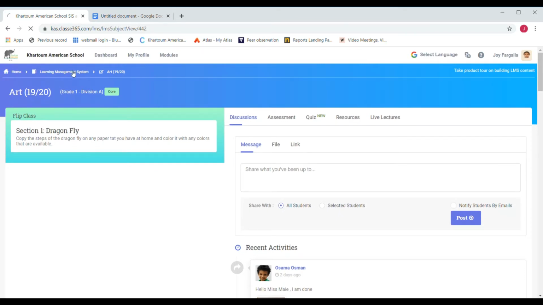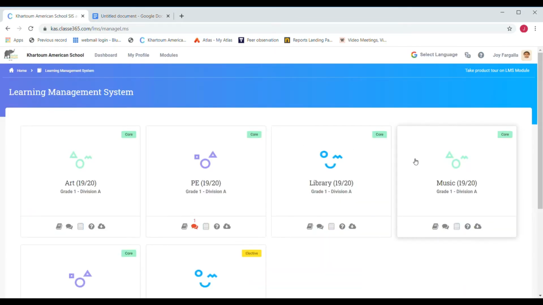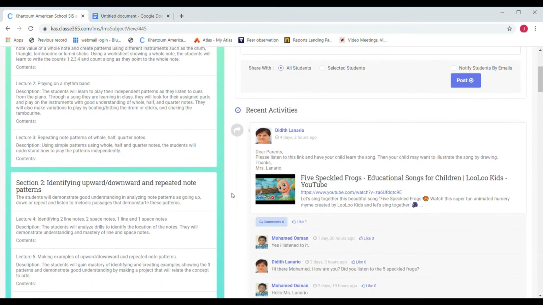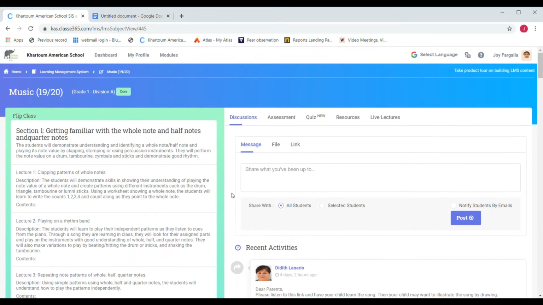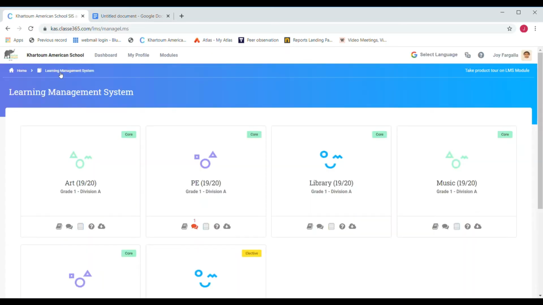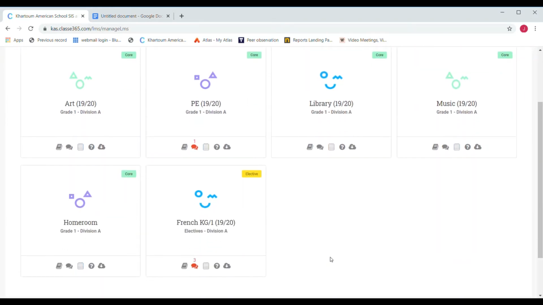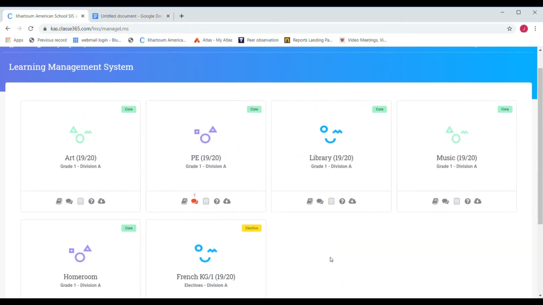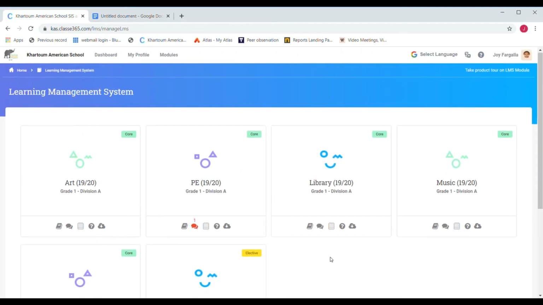You can keep clicking back to Learning Management System, and then you can even go to your other specialties such as music, where Miss Lenario has also given some instructions on what to do. Please follow these instructions and make sure that you're visiting all of your classes throughout the day. This includes PE, music, art, and if you're language teachers, French or Arabic as well. And if you have to see a teacher in SSS, please make sure that you stop by and click on their box as well, as they will have assignments and work for you to do to help and assist you. That's the first thing that I wanted to talk to you guys today about.